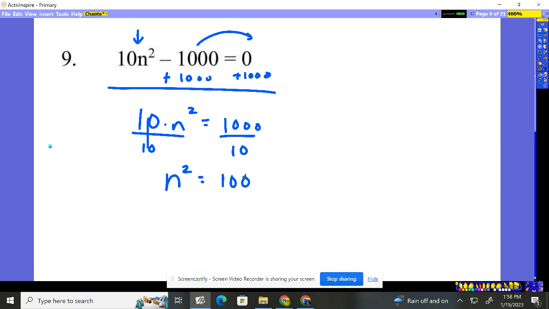What number squared gives you 100? You're like, oh, 10. So the answer is 10. That's only half of it. What about negative 10? Negative 10 times negative 10 is also 100.